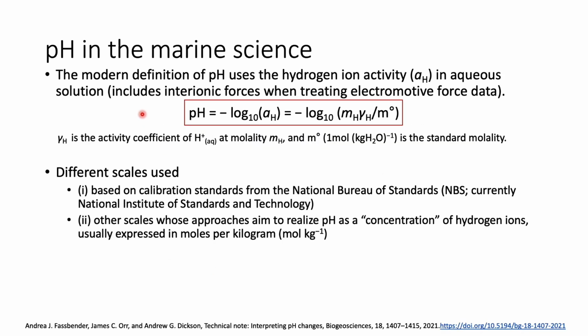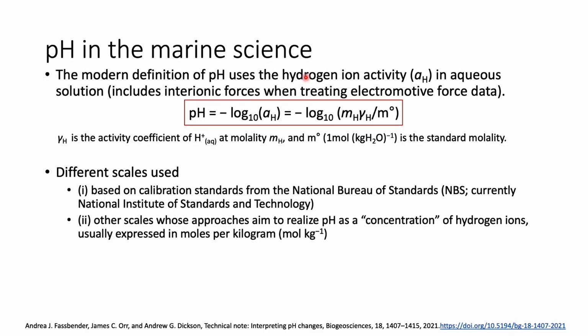The modern definition of pH is a little different. So far we have been talking about H plus ion concentration when we talk about pH, but the modern IUPAC definition uses the hydrogen ion activity, written as aH, in aqueous solution, which includes interionic forces when treating electromotive force data. So pH is equal to minus log to the base 10 of the activity of the hydrogen ion. It is not the H plus ion concentration, but the activity of the hydrogen ion.